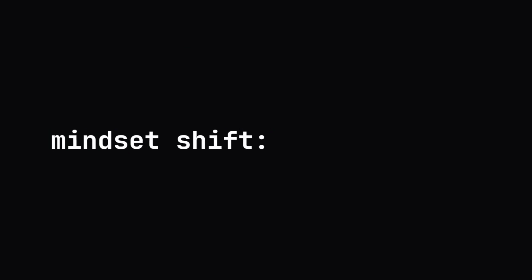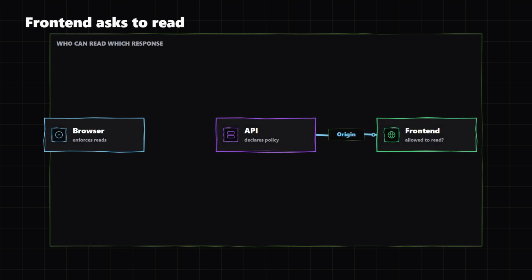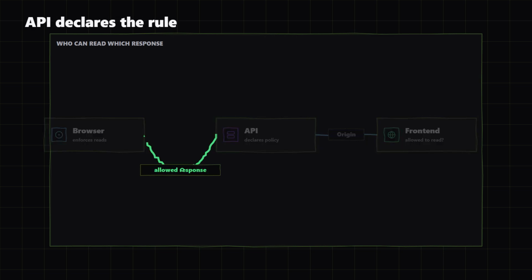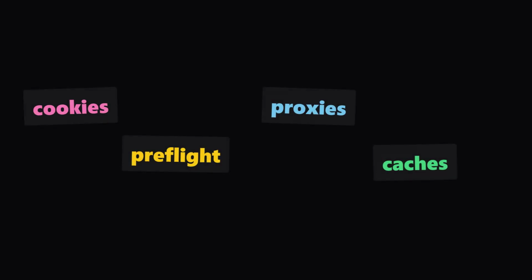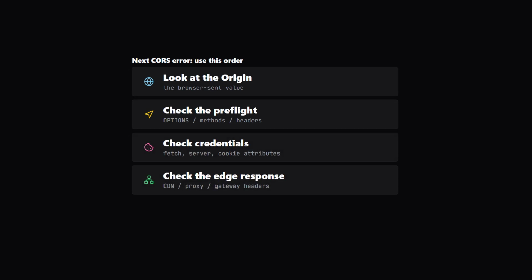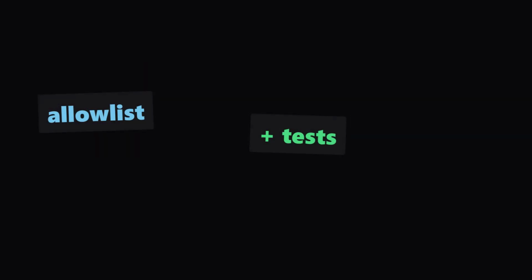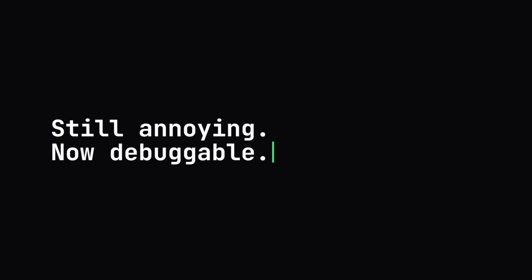The mindset shift is this. CORS is a contract between the browser and your API about which frontends are allowed to read which responses. The annoying part is that cookies, preflight requests, proxies, and caches all participate in that contract. So next time you get the CORS error, try this order: look at the origin, check the preflight, check credentials, check the edge response. Then lock the behavior down with an allowlist and a couple of tests. Still annoying, definitely, but at least now it is annoying good.